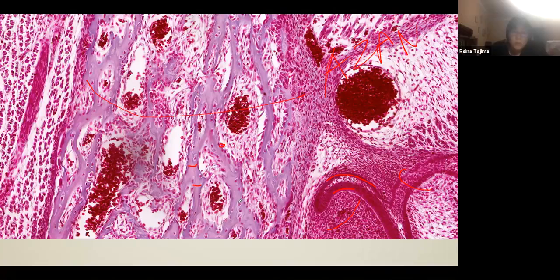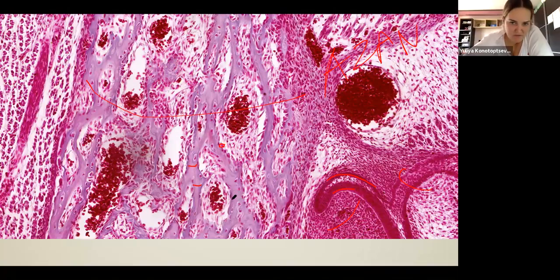Osteoid? Nope. Osteoid is maybe this, okay, because it's still embryological development. This could be osteoid, this collagen type 1. Maybe it's not mineralized yet. We don't know for sure. This is embryo. We don't know exactly which week.